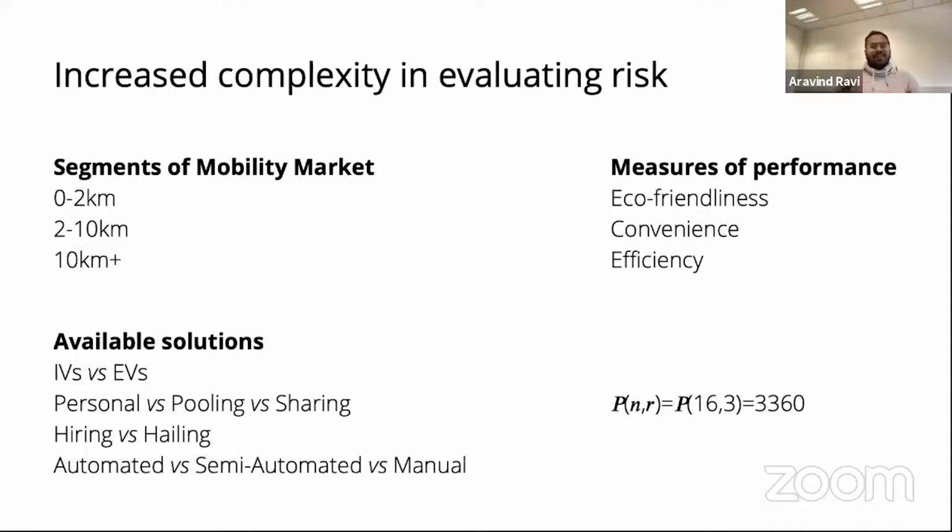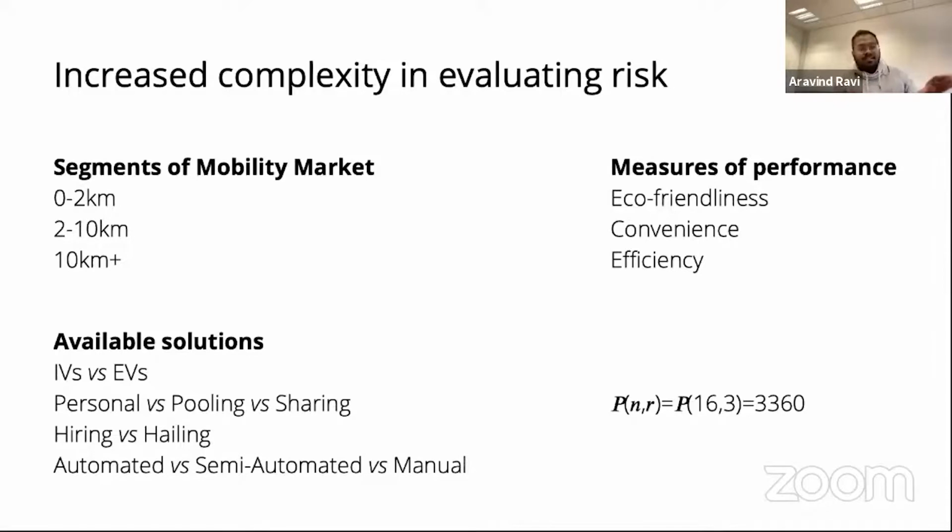Now, I'm going to take a very rudimentary approach. I'm going to try and put a number to this whole complexity of risk, right? So try to follow on with me. So I told you earlier on that there's a segmented approach that the mobility market takes. So there's this 0 to 2 kilometer segment, and then there's 2 to 10 kilometer segment, 10 plus kilometer segment.